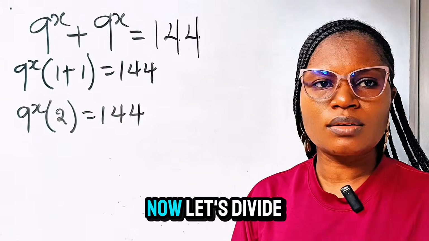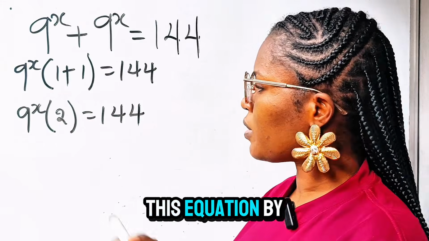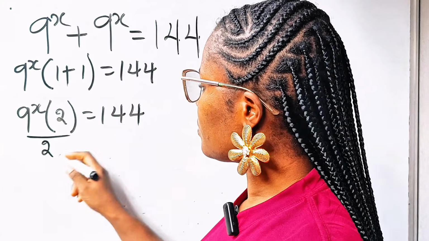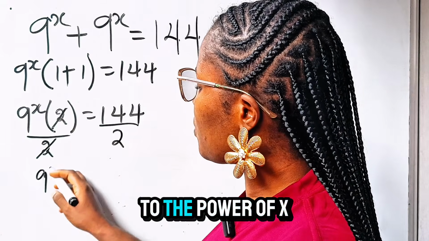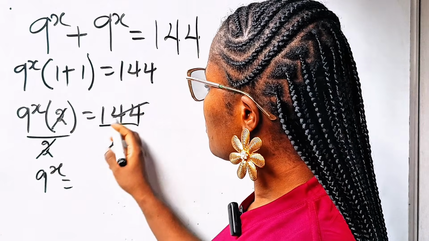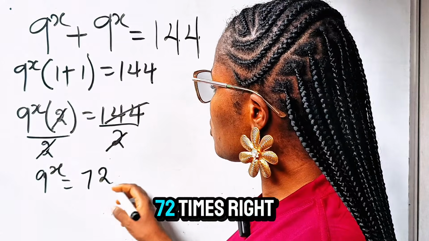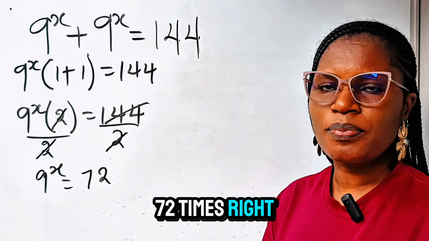Okay. Now let's divide both sides of this equation by 2. We have 9 to the power of x. 2 will go into this one 72 times, right?